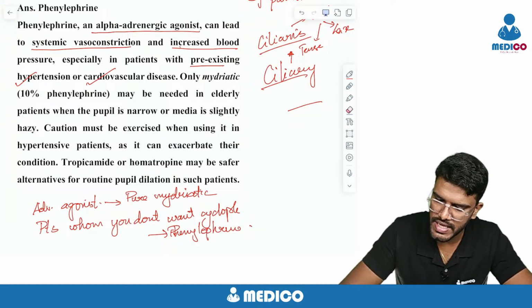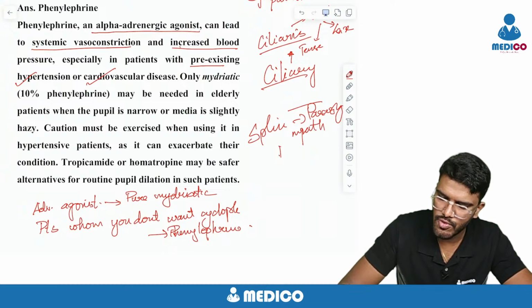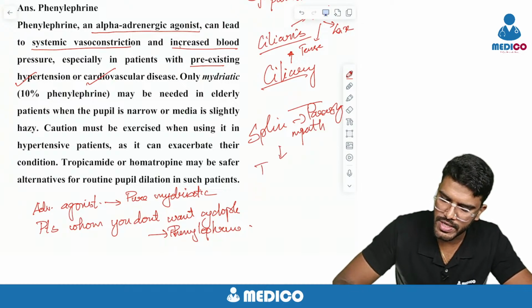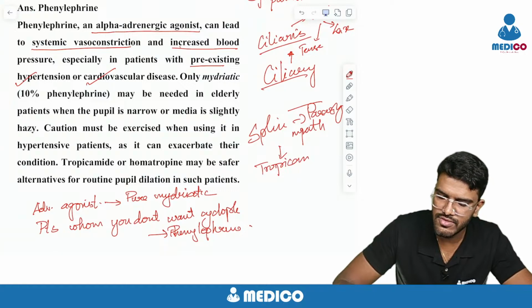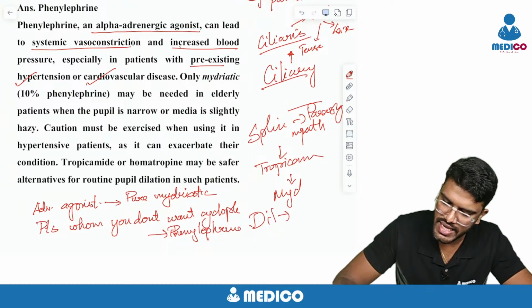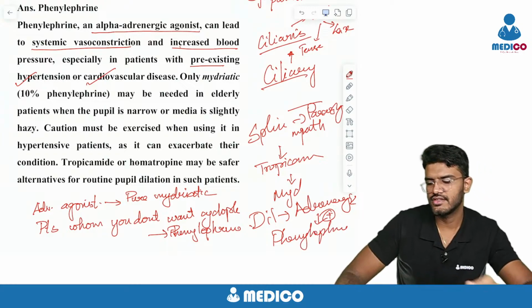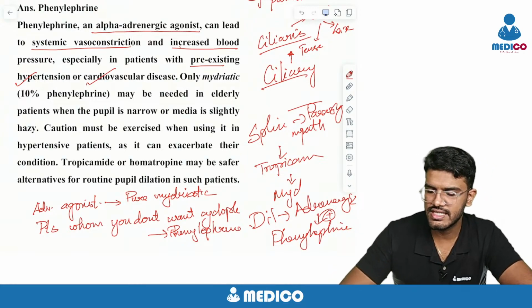So the sphincter pupillae is supplied by the parasympathetic, and that is what is blocked by tropicamide. That results in what? Mydriasis. Whereas the dilator pupillae is supplied by adrenergic or sympathetic, and that is what is activated by phenylephrine. Sorry for the confusion, students. So this is what happens.